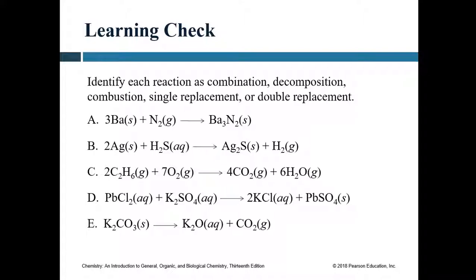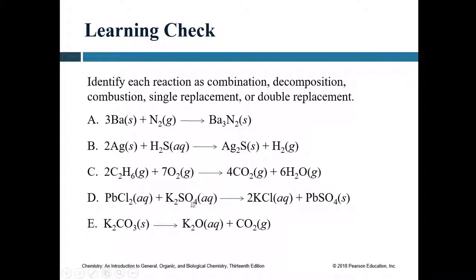So as you look at this, we have two items that make one, so that is a combination. On this one, we have the element, and we have a compound, and we see that the element switches places with the first one, and so we're going to have a single replacement. This one we have a carbon compound, we have oxygen as a reactant, could be a fire, and we look to see, oh yes, we have CO2 and water as a product, absolutely, it's combustion.